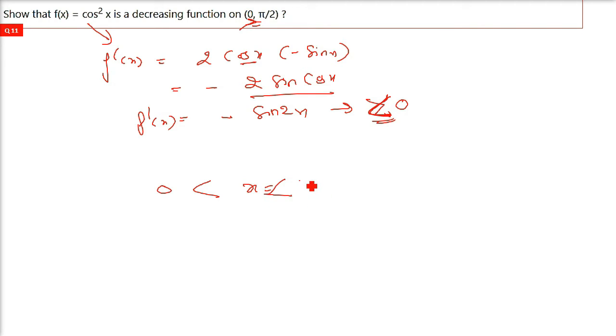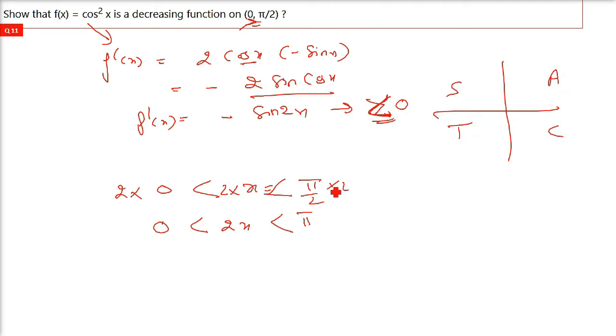So we have x between 0 and pi by 2. Just multiply everything by 2, everywhere by 2. So 2 into 0, 2 into x, 2 into pi by 2 is pi. This is 2x, and this is going to be pi. 2x is between 0 and pi.